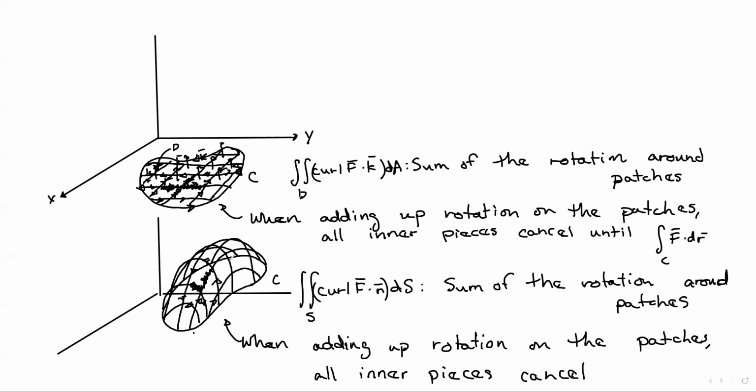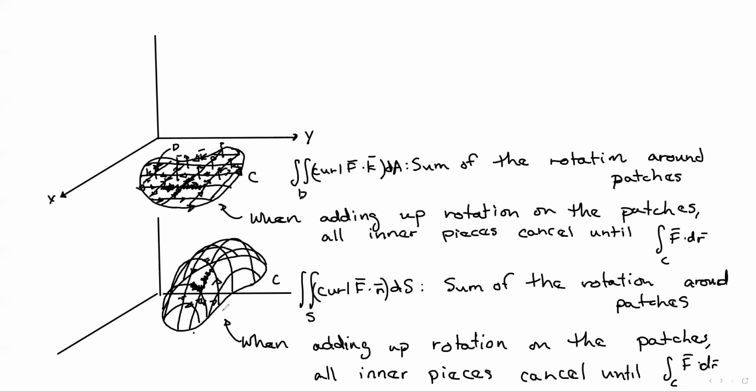Until what's left? If all the inner stuff cancels, eventually the only thing that's left is the border. And so we're going to end up with the integral of F dot dr. Okay, so in terms of comparing these two, you can see how the two could work the same way.